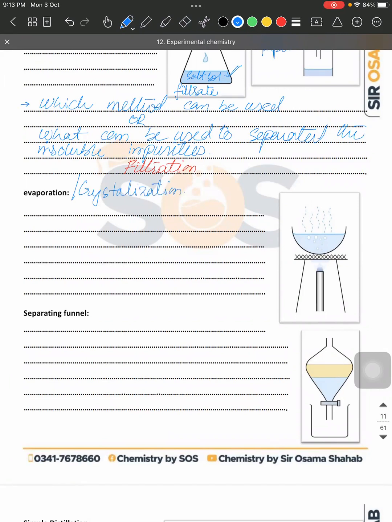For example, if you talk about sugar, sugar is also a water soluble substance. So for example, if sugar is dissolved in water and you want to separate the sugar from the water, you need to do crystallization because the crystals of sugar are very sensitive. If you heat them till dryness, they are going to be decomposed. ठीक है ना, जल जाएंगे वो और वो कार्बन में कन्वर्ट हो जाएंगे.